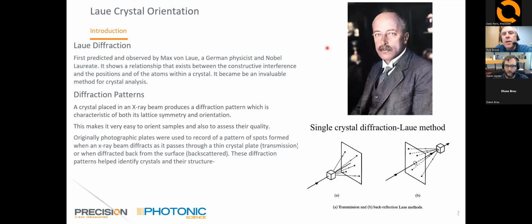He showed that if you did this, you could observe spots on a photographic plate from the diffraction, and these spots are essentially a superposition of diffraction from sets of planes in the crystal. The distribution and symmetry of these spots relates to the structure and the orientation of the crystal. He did this experiment in 1912, and he was given the Nobel Prize in 1914.